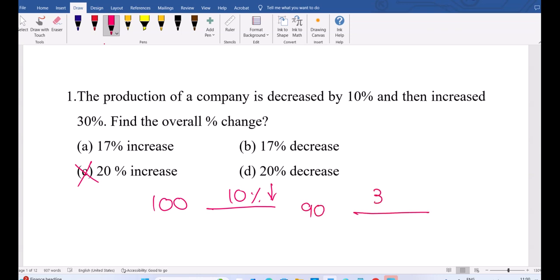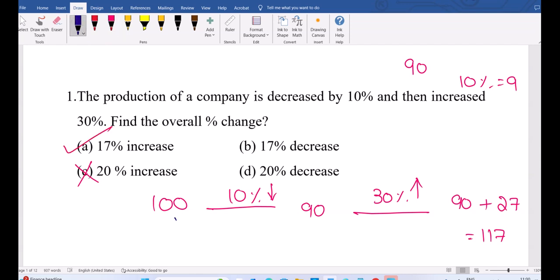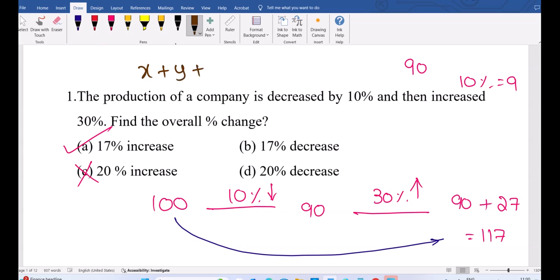Now you have to increase by 30%. For 90, 10% is 9, so 30% means 27. That gives 117. 100 becoming 117 means nothing but a 17% increase. 17% increase is the answer. Some people will try to use the formula x plus y plus xy by 100. Fine, but this formula is useful only for two changes. If there are three changes, we have to apply them separately, in multiple steps.